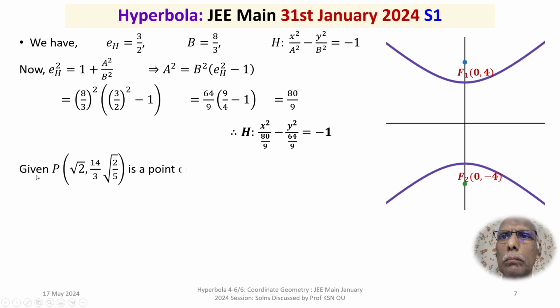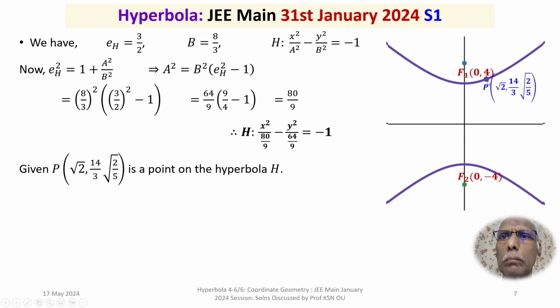What is given to us? A point P whose coordinates are square root of 2, 14 by 3 under the square root of 2 by 5 is a point on the hyperbola. And remember, notice that this point is a point in the first quadrant, right?